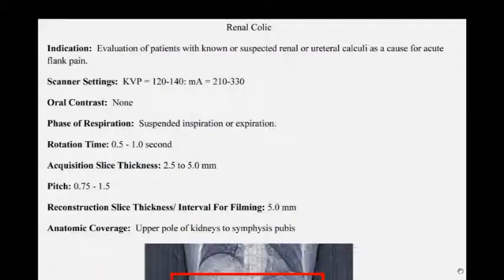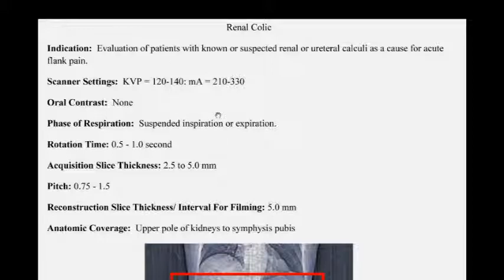simply because it allows you to better differentiate things such as the UPJ. Okay, this is our last protocol, and this is for renal colic. The indication is evaluation of patients with known or suspected renal or ureteral calculi as a cause for acute flank pain. And so someone who is having abdomen pain with a history of renal stones or ureteral stones, this is where they kind of fall in.